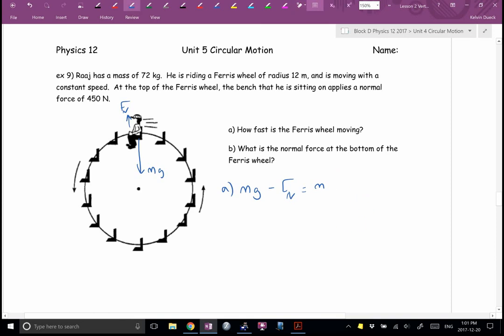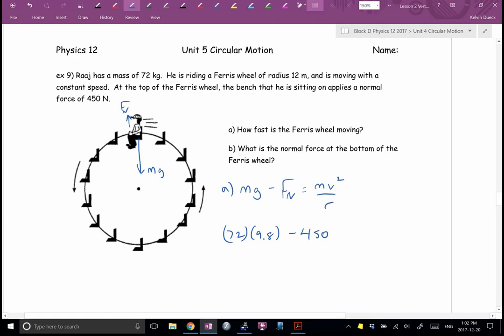Okay. Generally, what I tend to do for these, like I could get the v by itself right now, but this is where we're already complicated enough. I'm going to crunch the left side first. I'm going to get an answer for the whole left side. What's m? 72 times 9.8 minus 450. Is that in newtons already, or do I need to multiply that by 9.8?